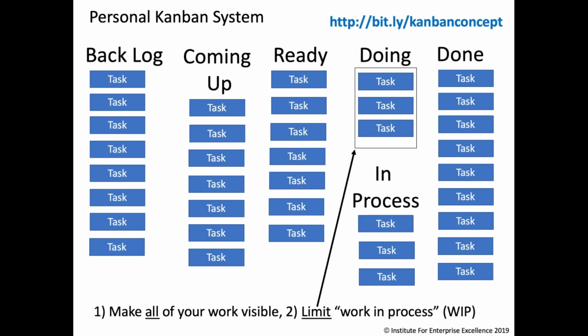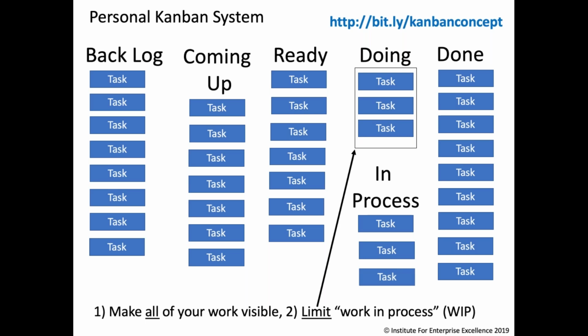The two concepts related to a personal Kanban is first of all, make all of your work visible. So every possible thing that you might be working on, each of those are those little task boxes. And then limit your work in process. Only those things in those boxes are the ones that I'm actually working on.